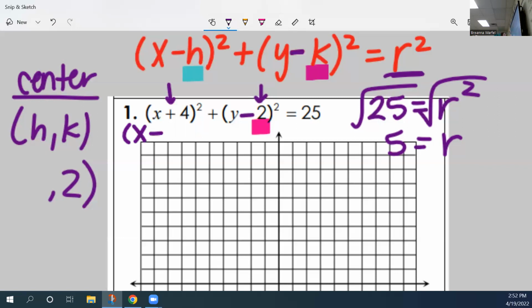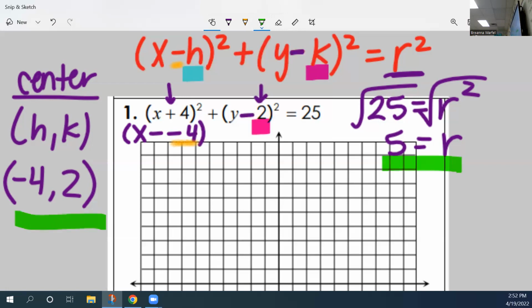Well, it came from x minus a negative 4. So you have to get your equation to be in the same format with that minus. So now we have minus a negative 4, which means that our x value is negative 4. So when we go to draw this, our radius is 5 and our center is negative 4, 2. So now let's go graph it.